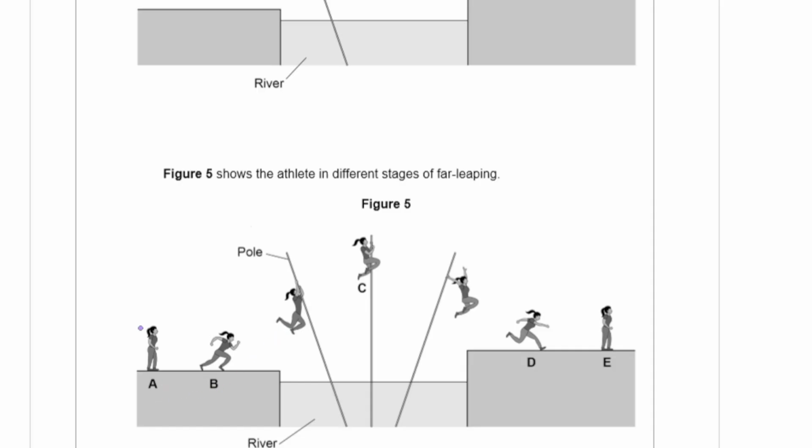So A is stationary, and B, they're running, and C is in the middle. That's the maximum height they actually reach. Okay. And D, they have landed. So they're basically going in this path, which is called projectile motion.